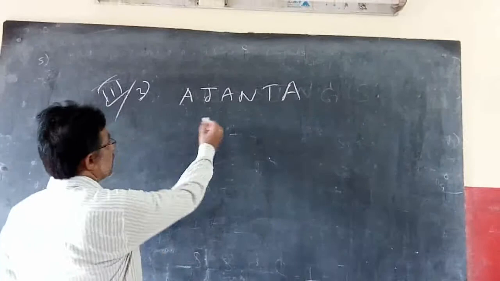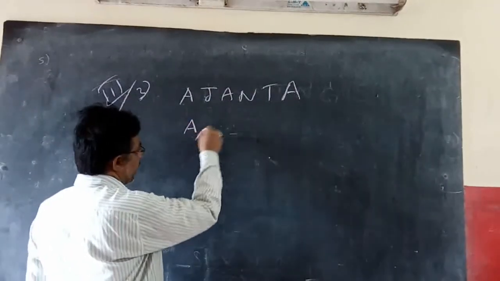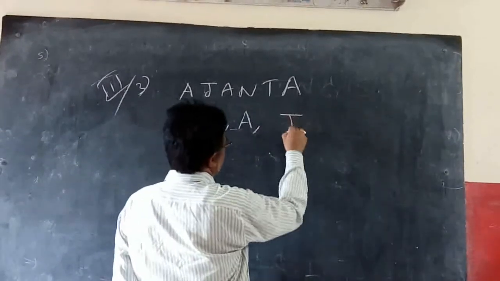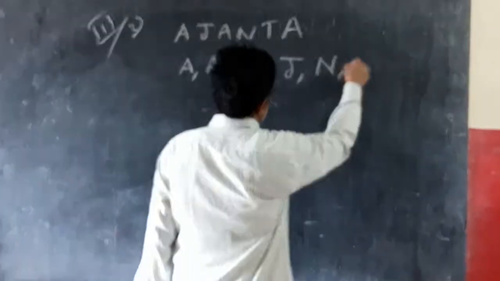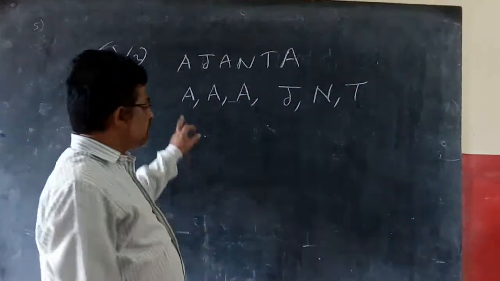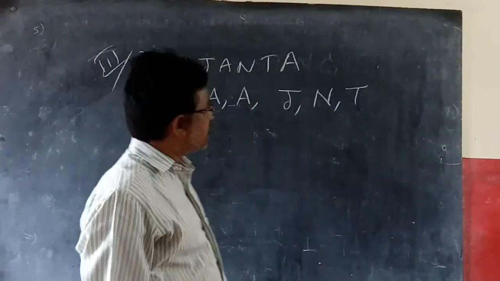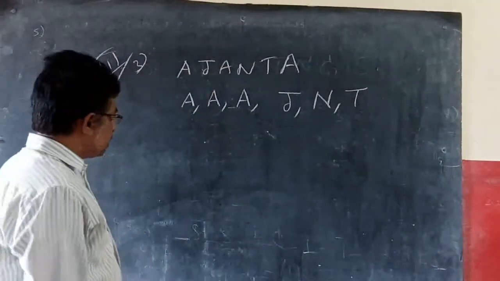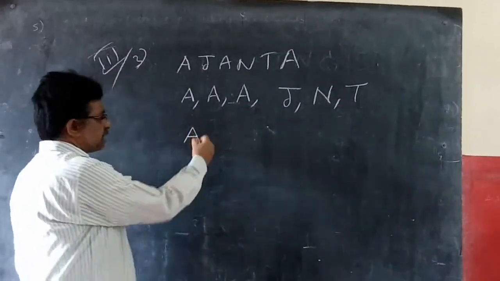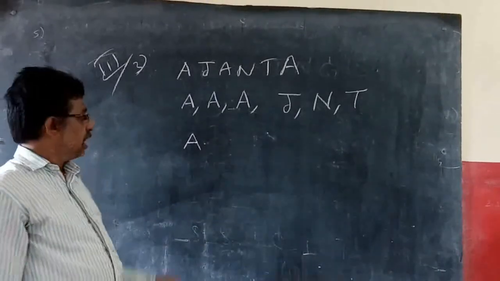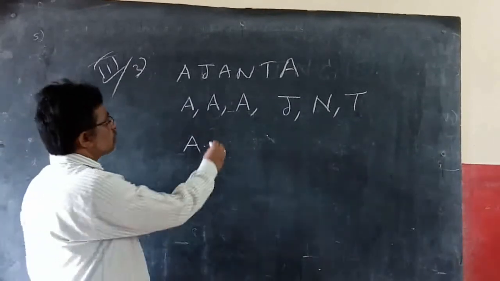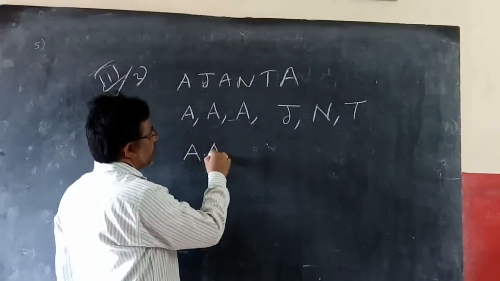So how to find it? First you take the alphabetical order: A, J, N, T. This is the alphabetical order of the letters of Ajanta. How do you arrange these in dictionary order? Whenever you search the dictionary for the word Ajanta, you will search in the A section, since it starts with A only.